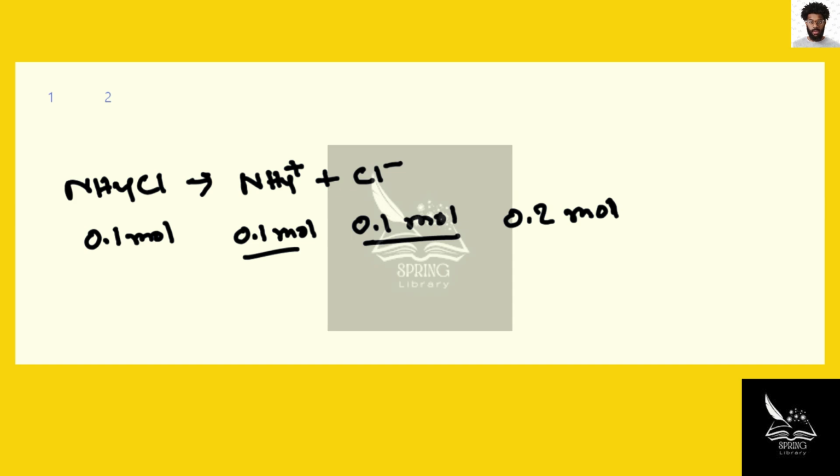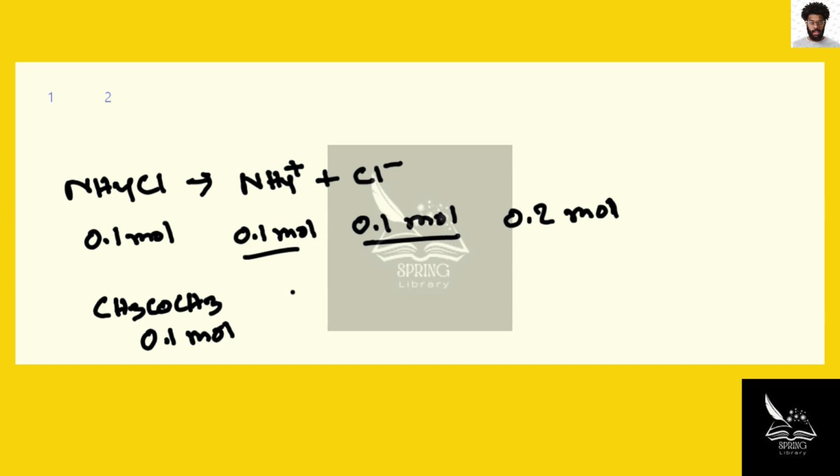Then in the case of the non-electrolyte acetone, as there is no ion present, the only solute present is acetone, and since it's 0.1 molar, in the case of acetone, the number of moles of solute will be 0.1 mole.